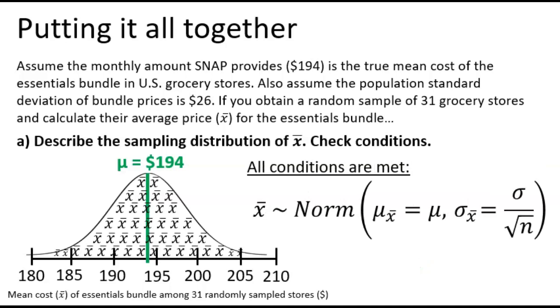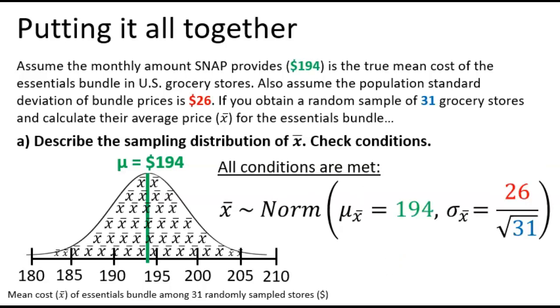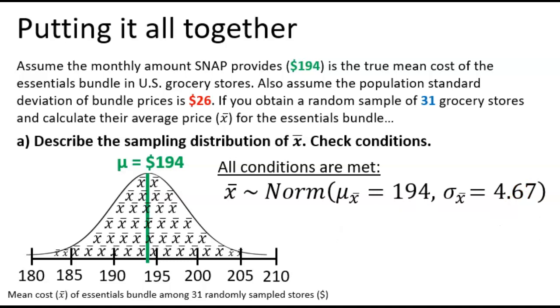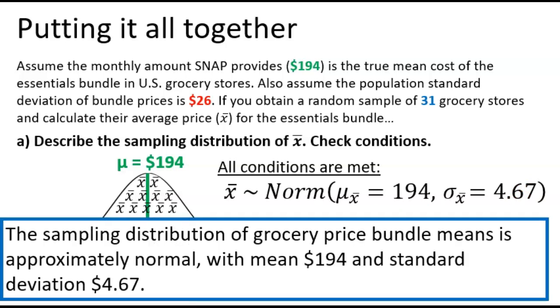So that put together, we can use precisely what the mean and the standard deviation are of the samples, and then you would normally have to state this in a sentence, right? The sampling distribution of the grocery store bundle means is approximately normal with a mean of 194 and a standard deviation of $4.67. So when we describe a sampling distribution, typically we're going to give a sentence with that.